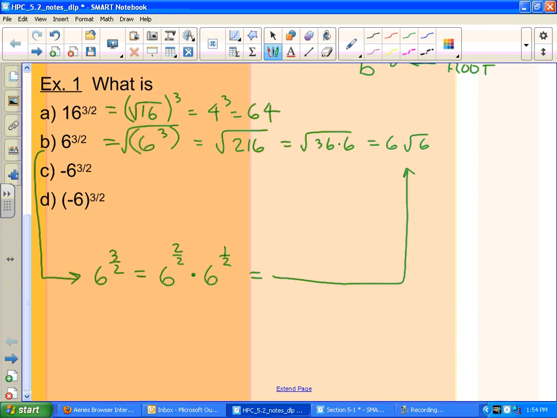All right, now with the 6 root 6 as the basis for our next two, for part C, my answer would just simply be what? Negative 6 root 6. This negative in part C is not being affected by the 3 halves power. But in D, it is getting affected. So this is just negative 6 root 6 because the negative is out in front. However, now the negative is a part of the 6, which means it does get affected.